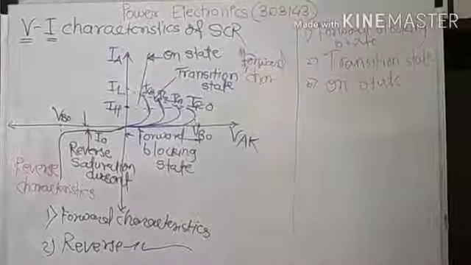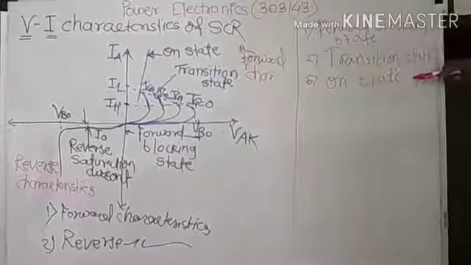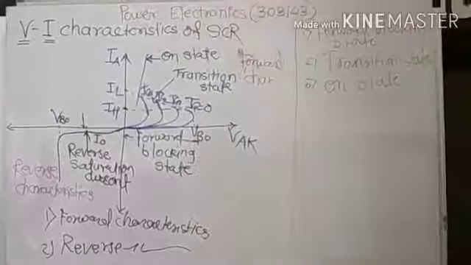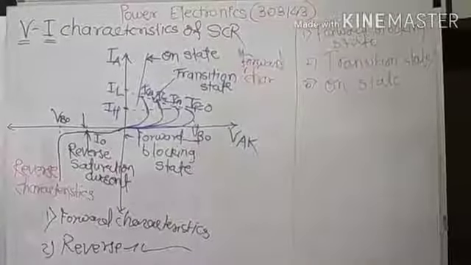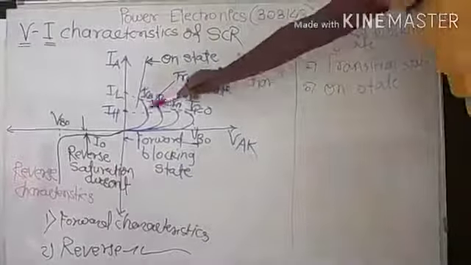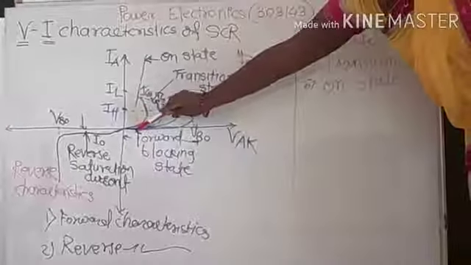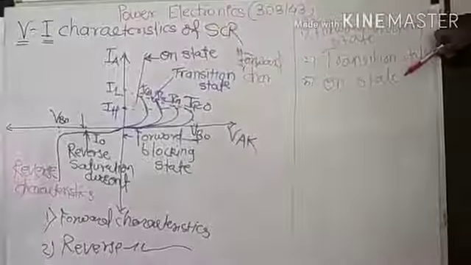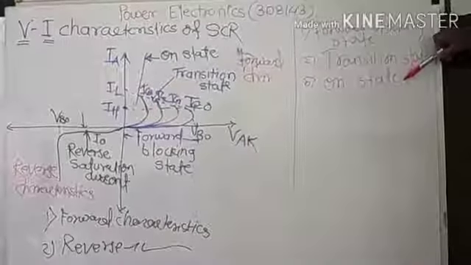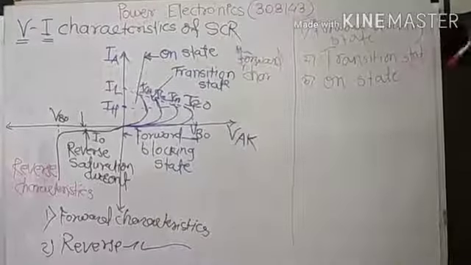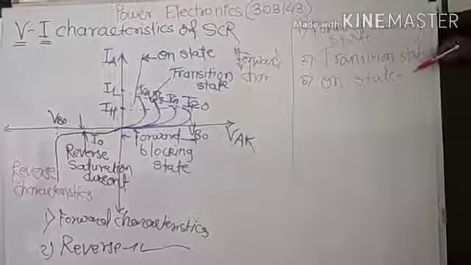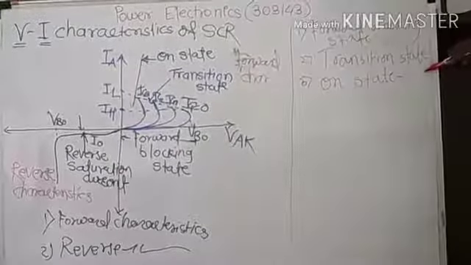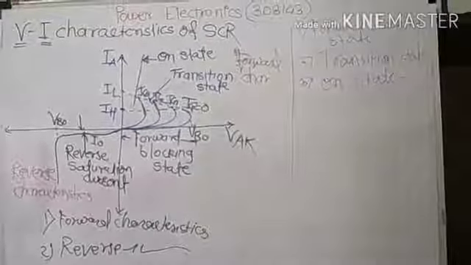Now, the third state is the on state. In this state, we can say that it is a low voltage, high current state, because a very small amount of voltage is present, but current is very high. In this state, your SCR goes into on condition, meaning the SCR gets turned on. These are the three states.